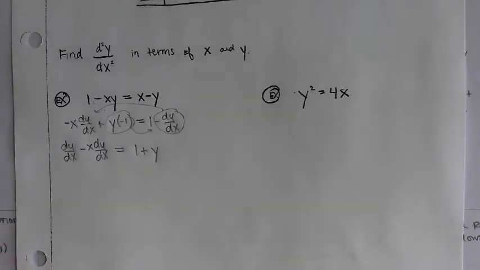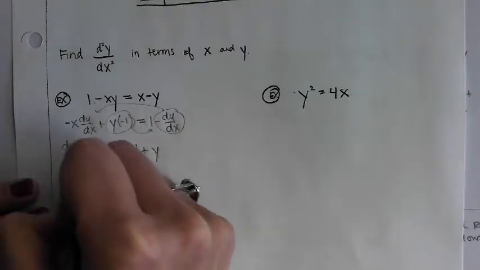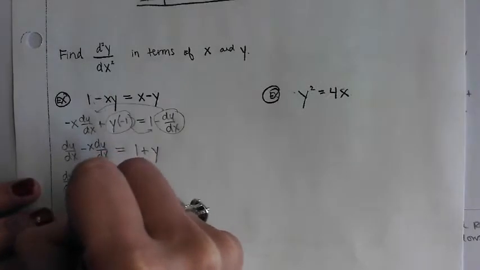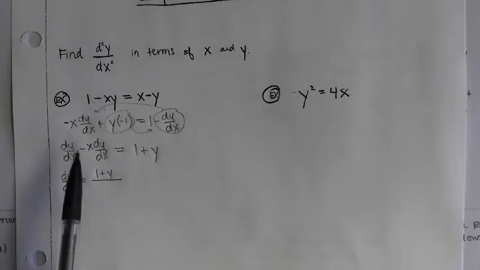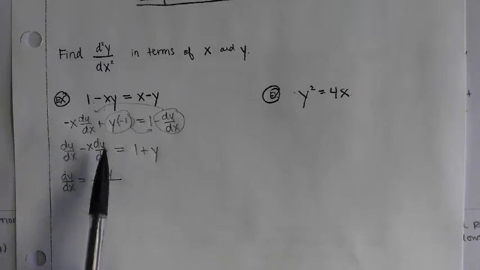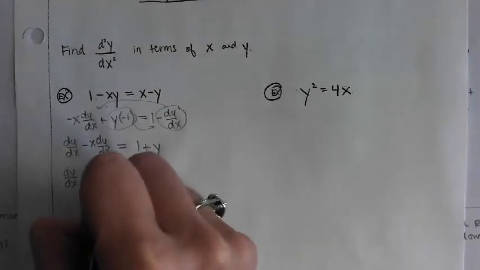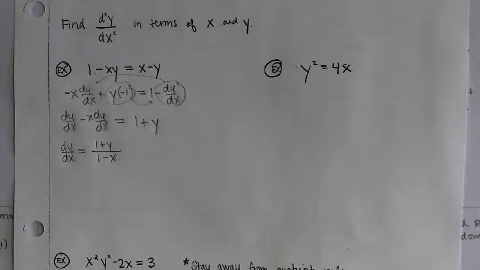I'm going to factor out and divide over. I'm going to start crunching steps here, so pay attention. dy/dx is going to equal the 1 plus y that was already on the other side. And then when I factor out that dy/dx, there would have been a 1 minus x in parentheses, right? And then we can divide over that 1 minus x. So there's our first derivative.